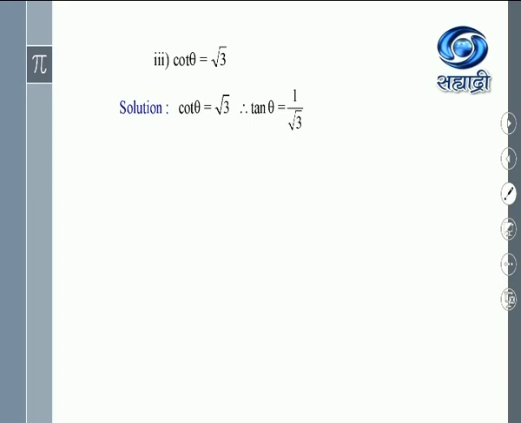So we have tan theta equal to 1 upon root 3 because cot theta is 1 upon tan theta. Clear? Now find out the angle. The table I showed in the previous slide, that table you will have to recall. Tan of which angle is 1 upon root 3? Tan of 30 degrees, that is pi by 6, is equal to 1 upon root 3.